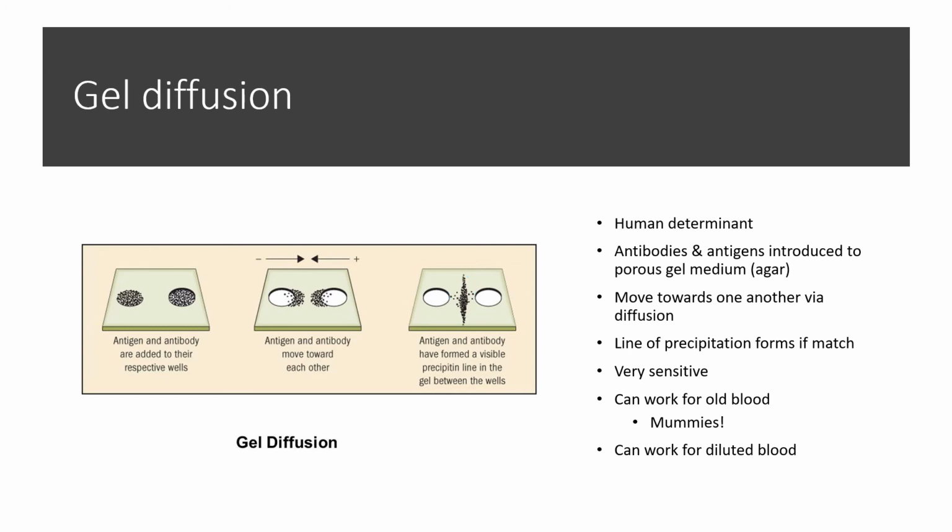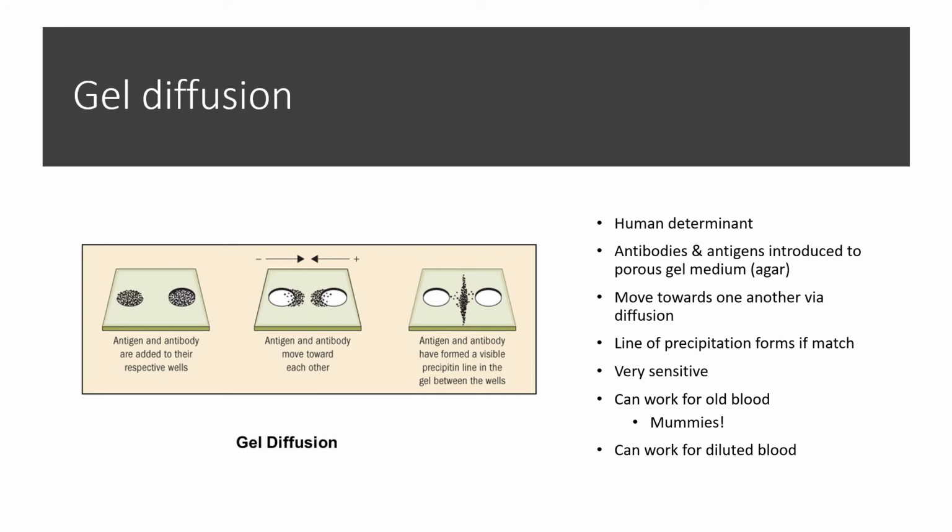This and the precipitin test are both very sensitive. The gel diffusion in particular is so sensitive and works so well with old blood. The precipitin test requires fresh blood. The gel diffusion test is so good it can work for ancient blood. They've used it to help characterize the blood of mummies. Of course, the older it is and the less you have, the less this works. But it can be done.